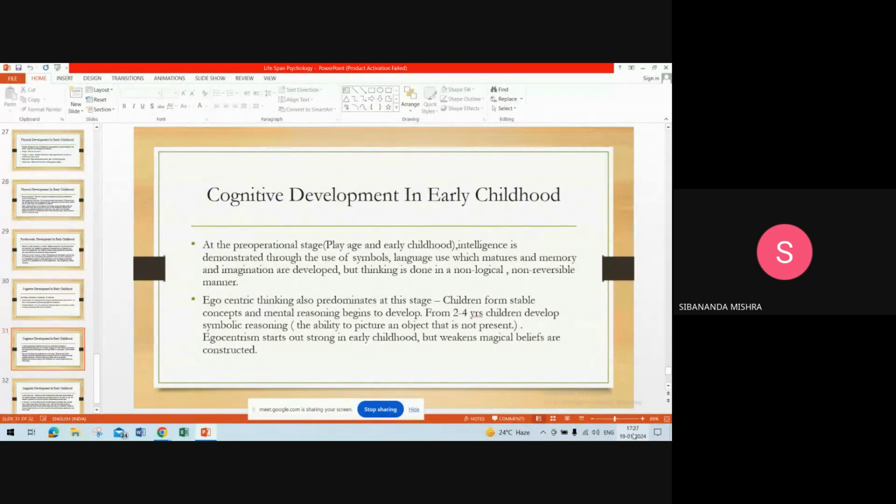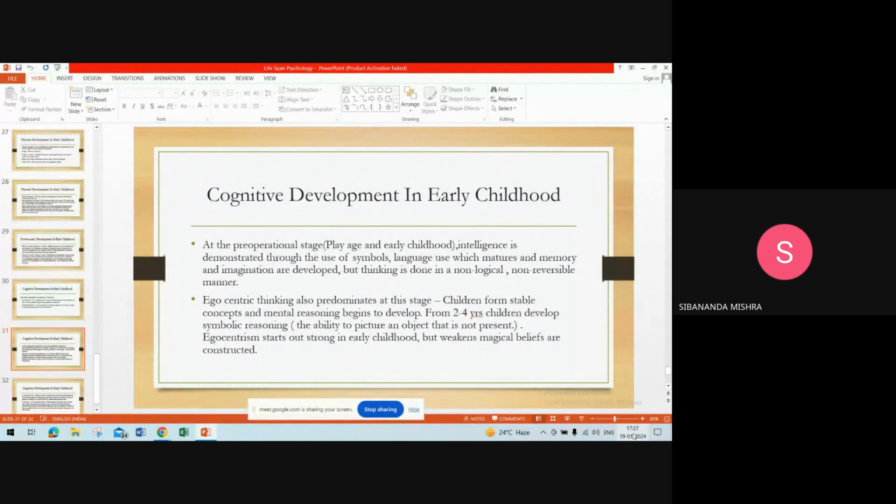Intelligence is demonstrated through the use of symbols, language use, which matures, and memory and imagination are developed. But thinking is done in a non-logical and non-reversible manner. At pre-operational stage, play, intelligence is demonstrated through the use of symbols, language, etc. So psychologists say there are 2 things that develop in this stage. One is egocentric thinking.